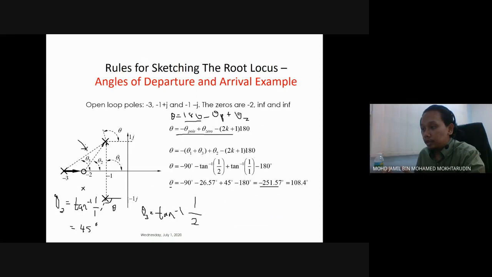When you find this angle, it is also the same as the one above because of symmetry, okay?